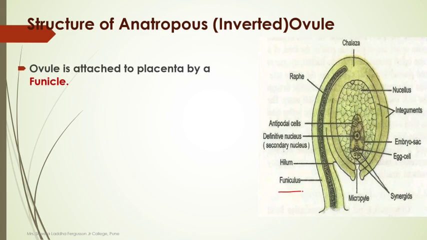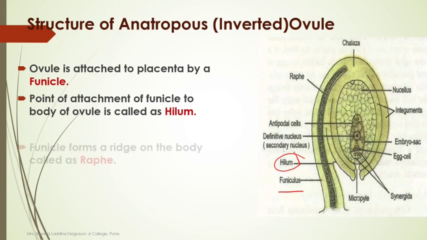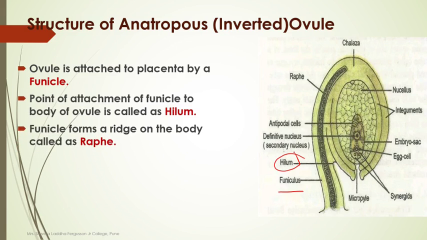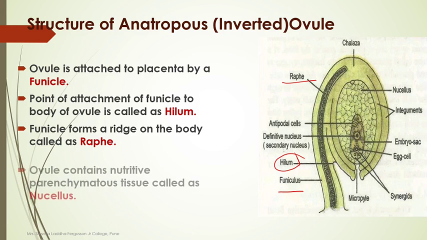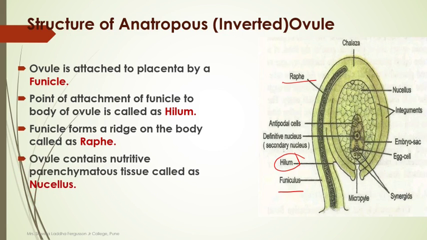The stalk is called as the funicle, which is attaching to the placenta, and it is connected to the main body with a connection which is called as hilum. The funicle also shows the presence of raphe or ridge, which is having the vascular conducting tissue. Ovule contains a nutritive parenchymatous tissue, which is called as the nucellus. You can see this is nucellus, which are parenchymatous diploid cells.